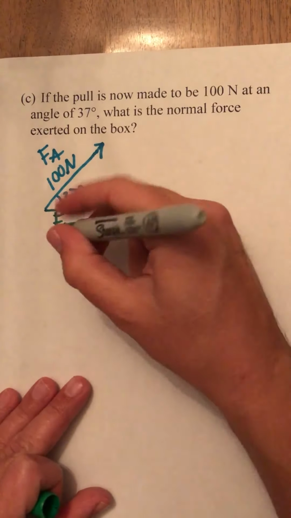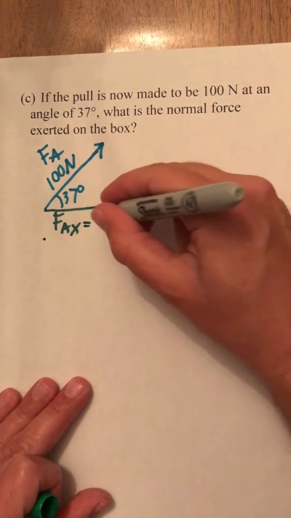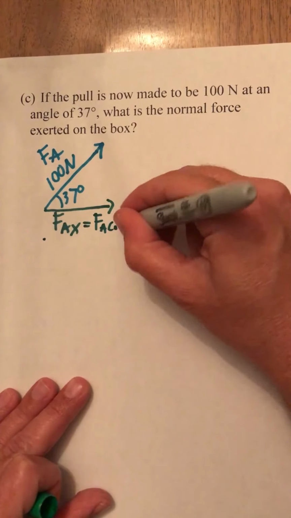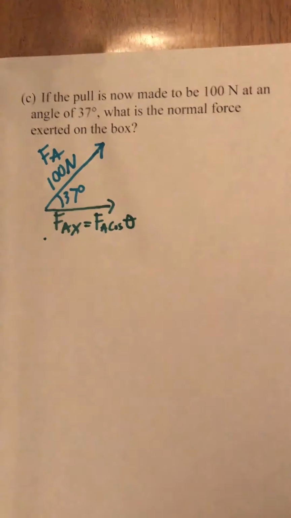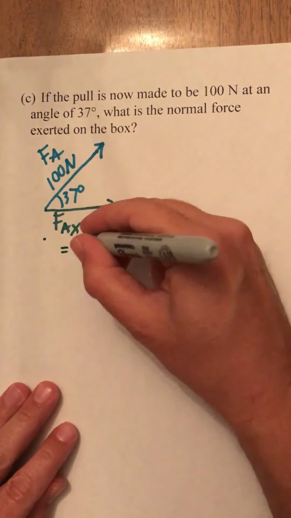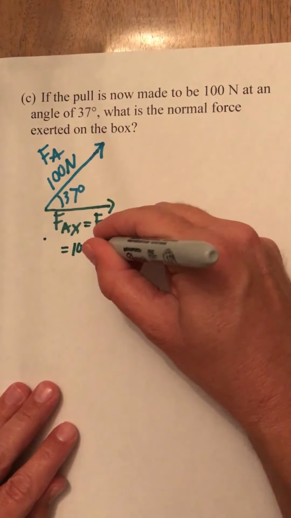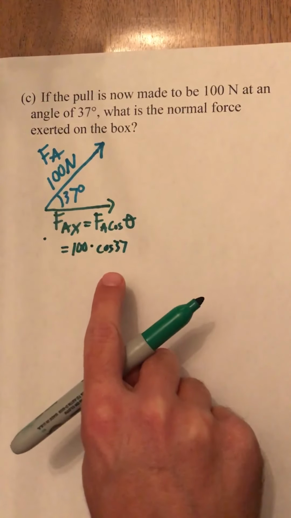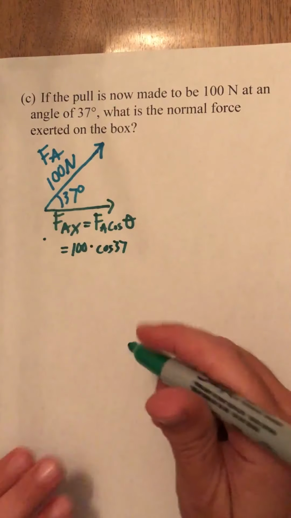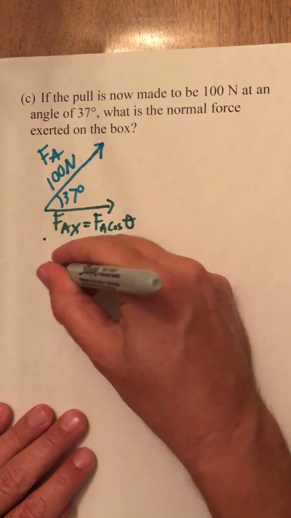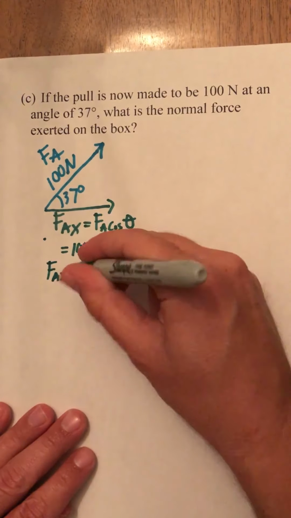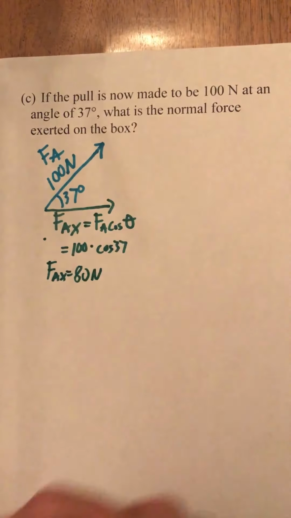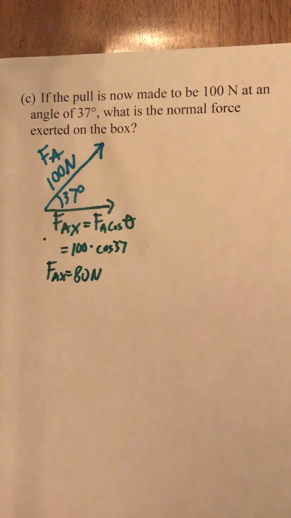And we can solve for it pretty easily. It's going to be equal to FA times the cosine of the angle. So we can solve for it that way. We just plug in here 100 times the cosine of 37. Cosine of 37 is roughly 0.8, so you multiply that by 100 and you get FAX equal to 80 newtons basically. Then we got to find the vertical component here.